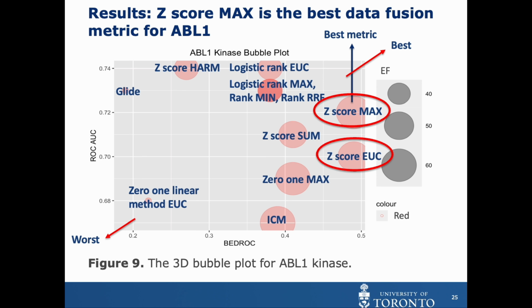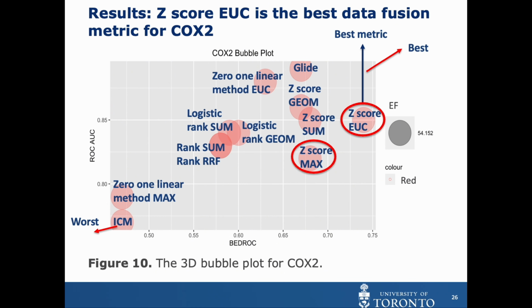For the ABL1 kinase dataset, the Z-score maximum is closest to the optimal position with a large bubble, suggesting it performs the best. It is important to note that the logistic rank Euclidean norm and Z-score Euclidean norm also performed fairly well. We can also apply the 3D bubble plot to COX-2 to identify the most effective metric.